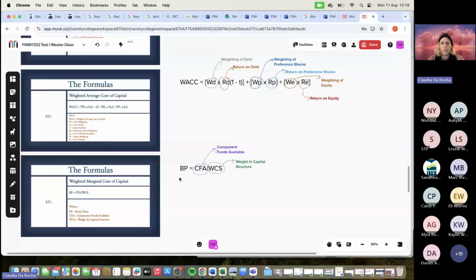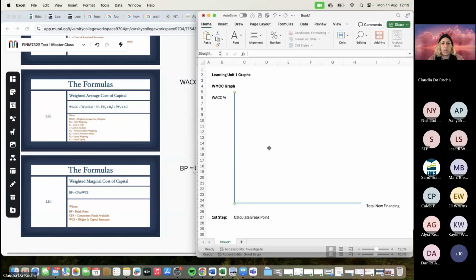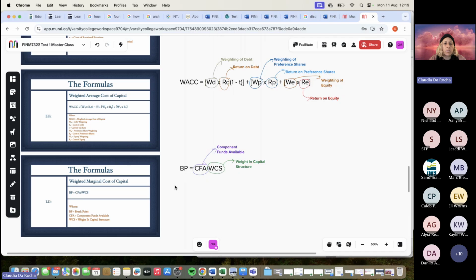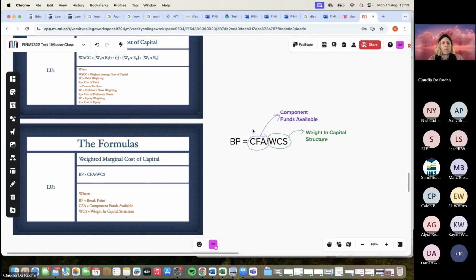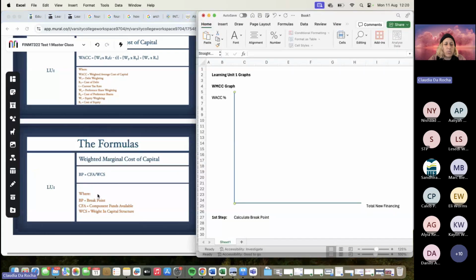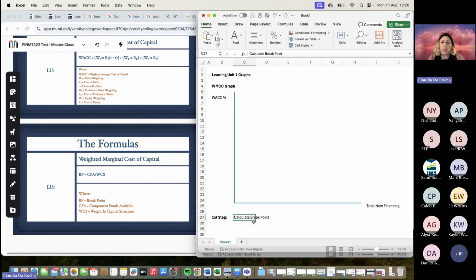All right, so if I show you my full screen, okay. Remember this formula where we did the breakpoint? Let's see if I make that a bit bigger. Okay, so the breakpoint. When we are dealing with this weighted average cost of capital, the first thing we have to do is calculate the breakpoint. That would then tell us the range with which we are working.